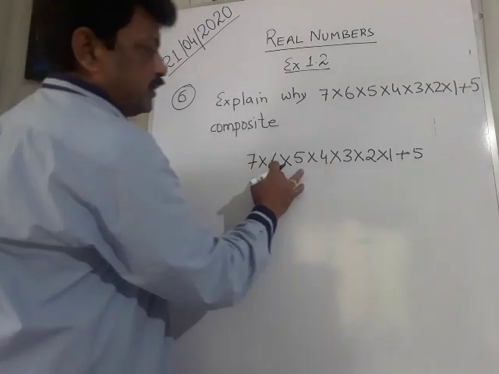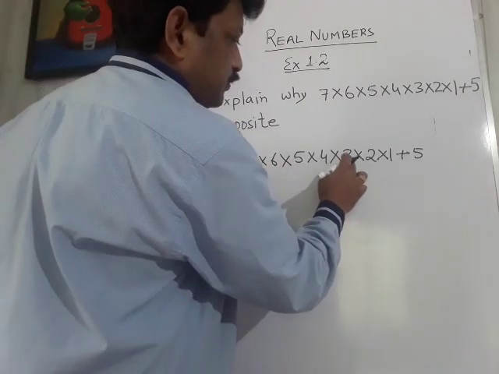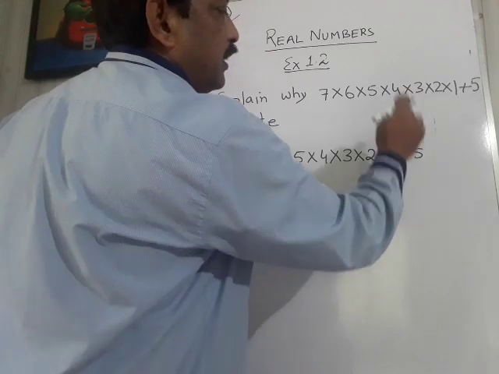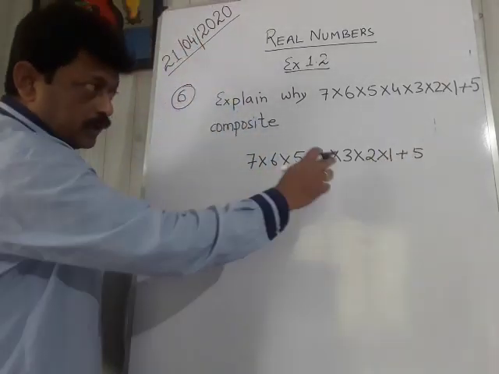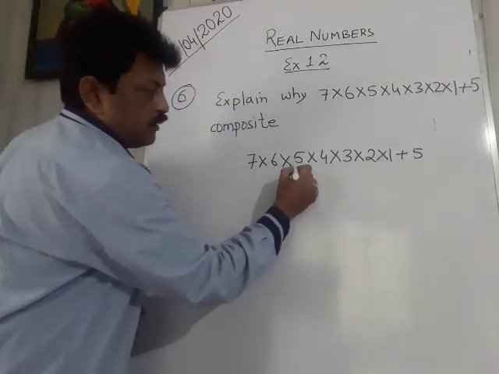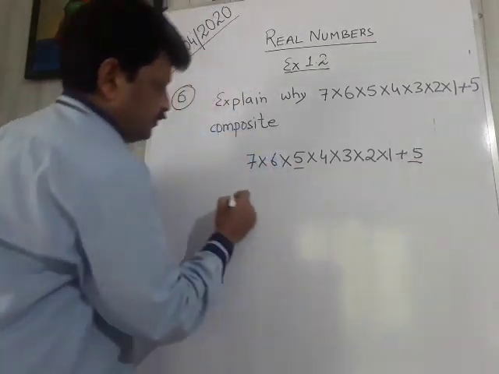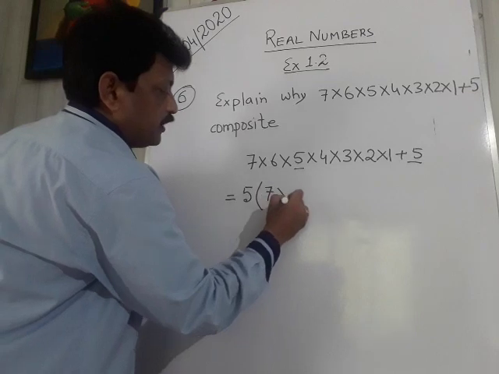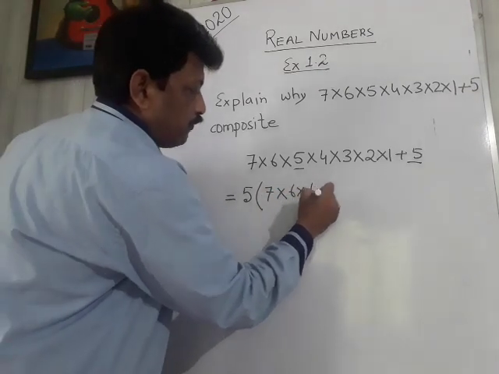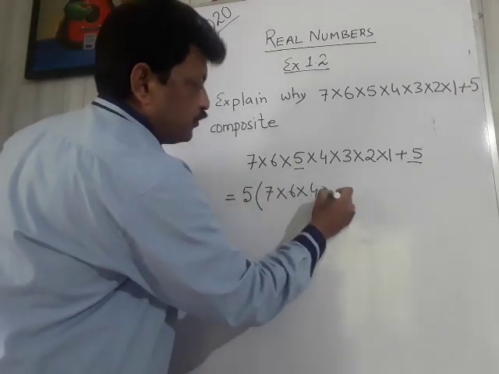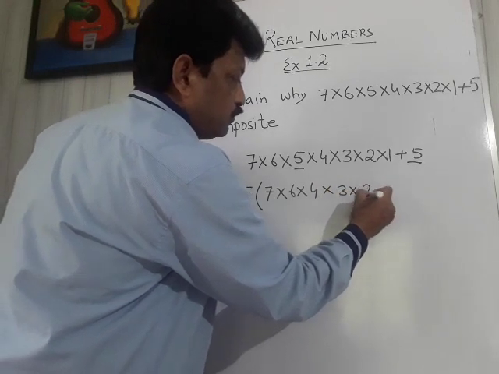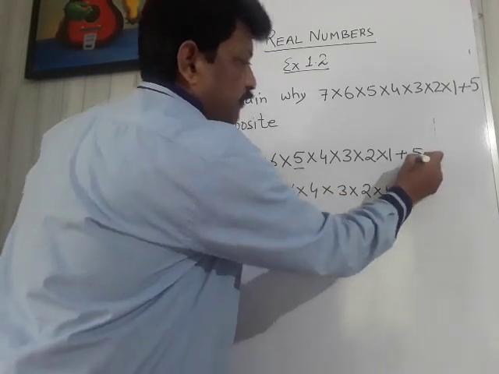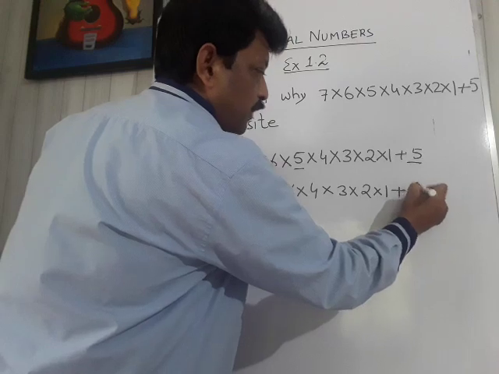7 multiplied by 6 into 5 into 4 into 3 into 2 into 1 and plus 5. So here in this number you can see that 5 is a common factor. We can write these in this form: 7 into 6 into 5 is already taken common, so 4 into 3 into 2 into 1 plus 5 is taken common, so it will become 1.